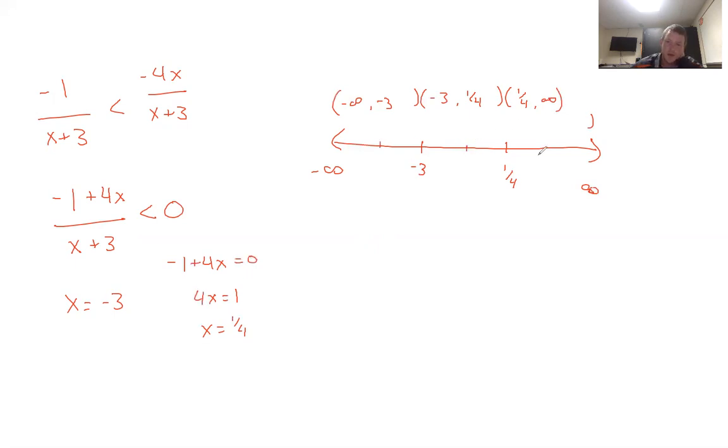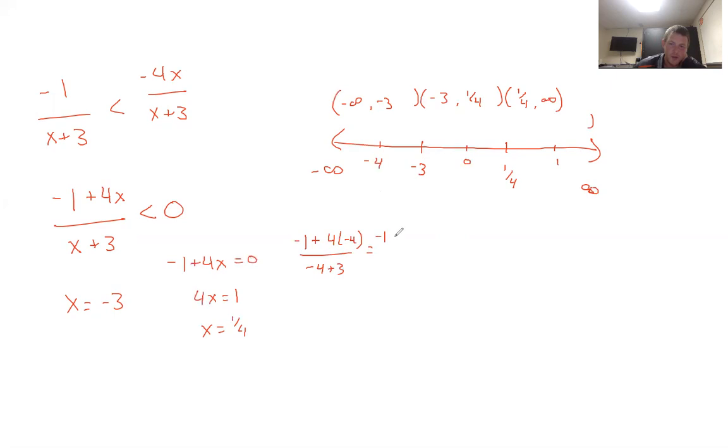So then I just pick three numbers in between and plug them in. So I don't know, -4. In between -3 and 1/4, I have 0 and 1. And again, you can pick any number in between there, it doesn't matter. So let's do -4. So -1 plus 4 times -4 over -4 plus 3.